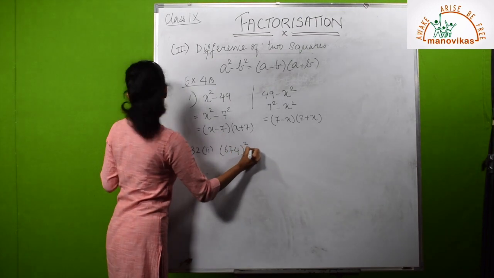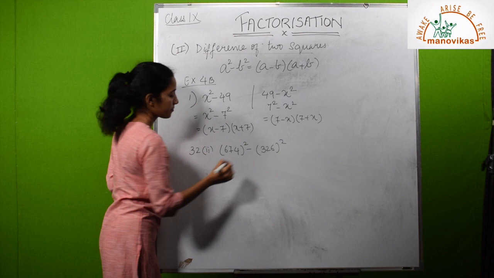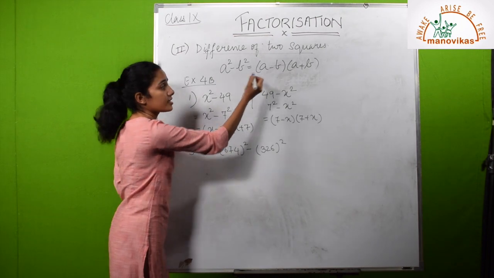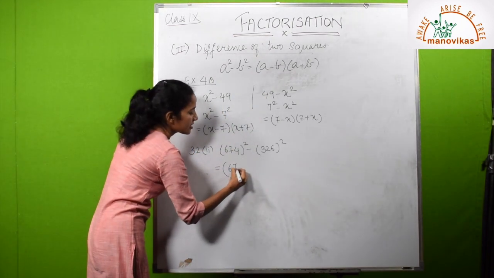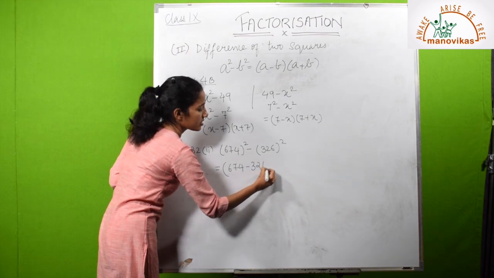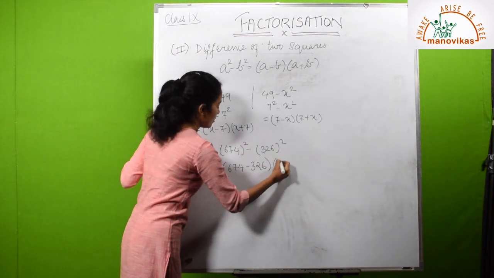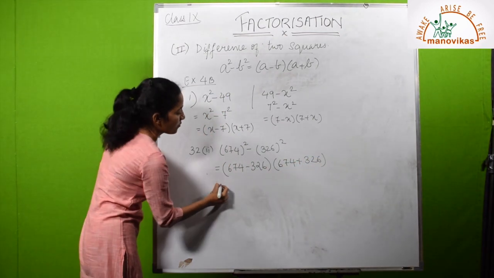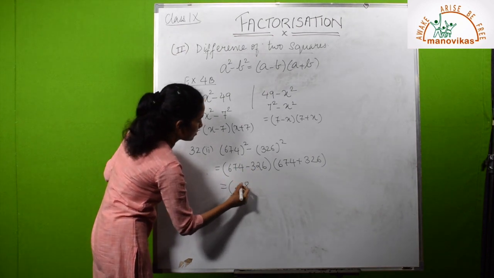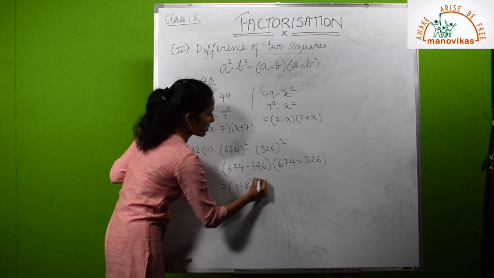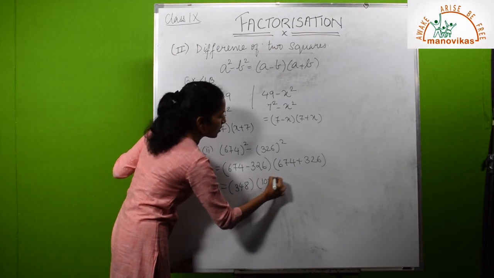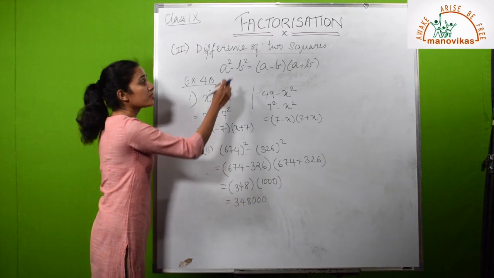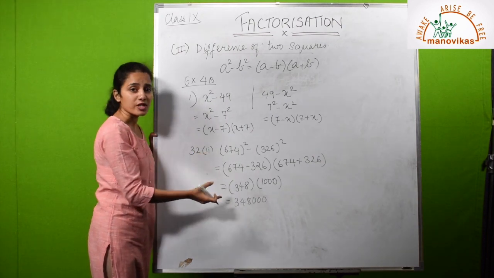674 the whole square minus 326 the whole square. In this one you have to find the value using this identity. How would you do it? This will be 674 minus 326 into 674 plus 326, which will be equal to 348 into 1000, which is equal to 348000. You see that using this identity, your calculation becomes much simpler.